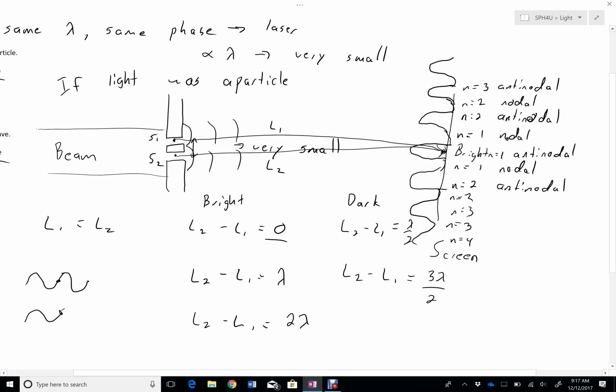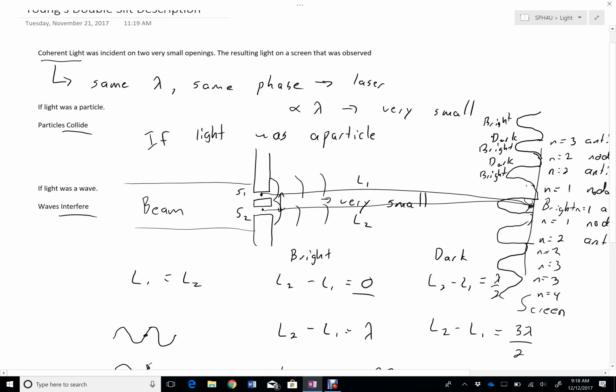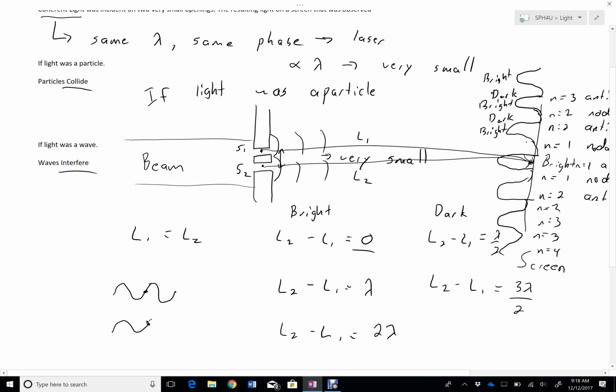And so we should get this pattern of alternating bright, dark, bright, dark, bright, and so on, which is obviously very different from the idea of those 2 spots where the baseballs would have hit. So what happened? Well, when he managed to do the experiment, he discovered that he saw these fringes. These bright spots are sometimes called fringes. He saw this interference pattern that we discussed here.